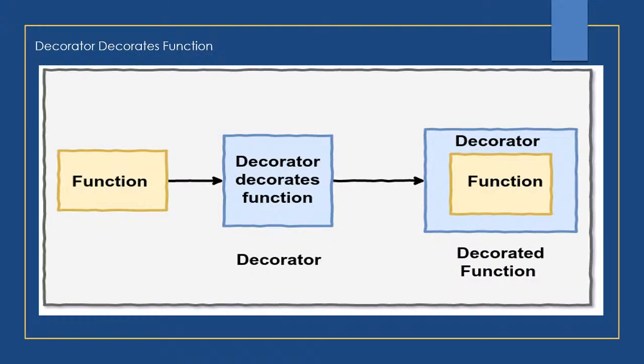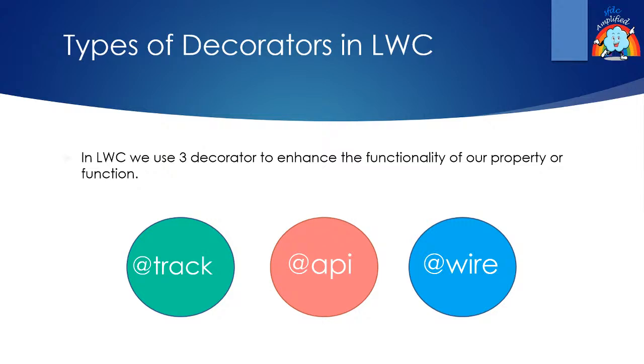Here is the pictorial representation of what we just discussed. There is a function and we decorate that particular function with a particular decorator. We wrap around it to give more functionality to a function or a property. So, types of decorators in LWC. We have three types of decorators: track, API, and wire. Today our focus is to discuss the API decorator, but it's good to know that there are other decorators as well.